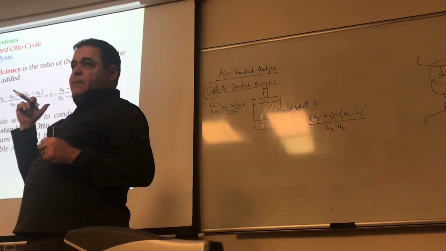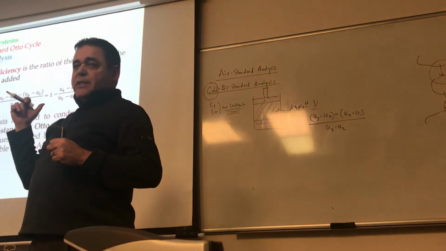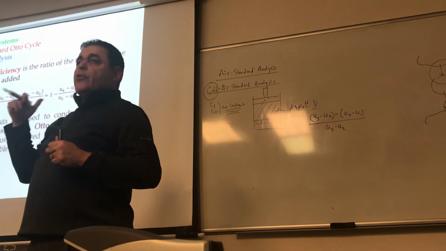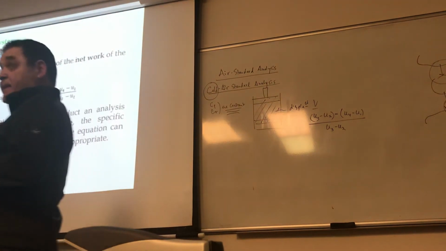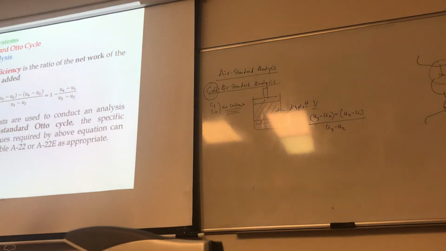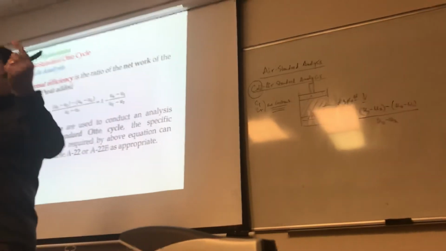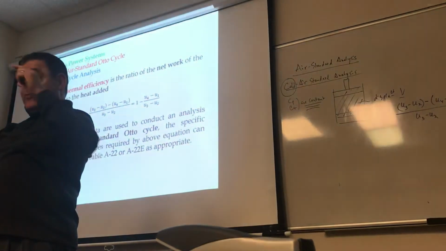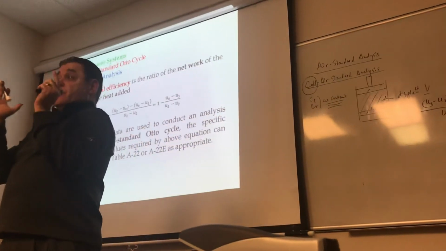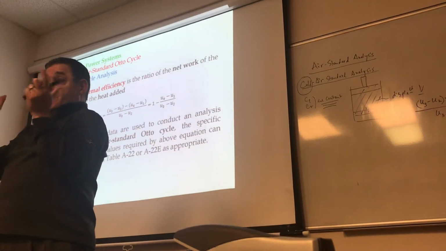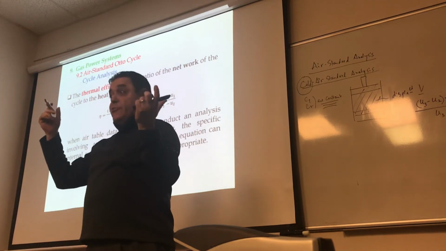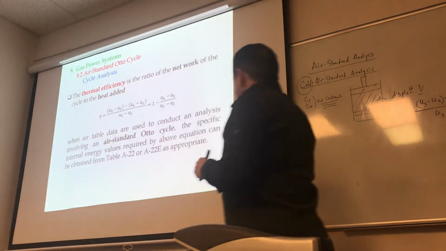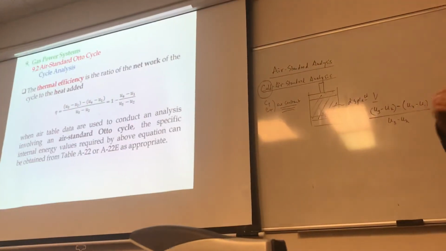Is our system in here for the internal combustion engine an open system or a closed system? Modeling it as a closed system. We are modeling it as a closed system, right? Remember, for open systems, we typically use the H's, but for closed systems, we use the U's. Remember the first law, Q minus W is equal to delta U. Now, what is this U1?